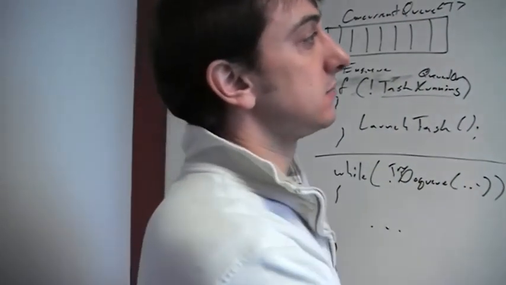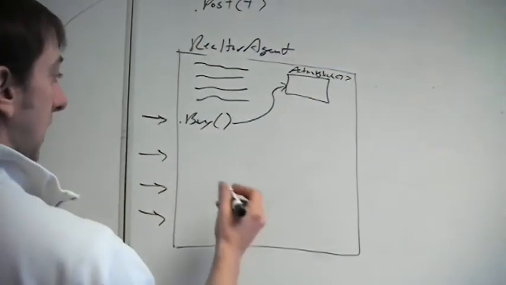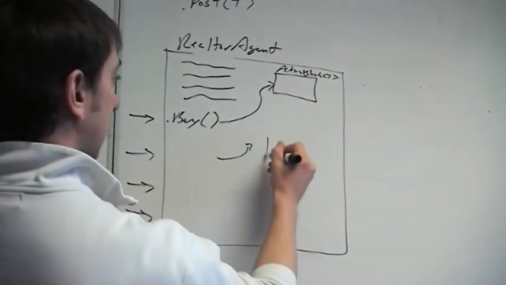But now let's say that this realtor agent had a bunch of different kinds of messages coming in. And maybe there are multiple ActionBlocks here.